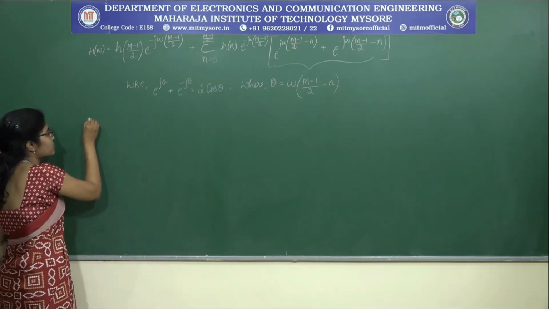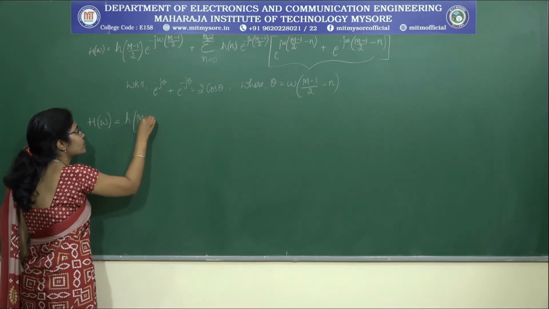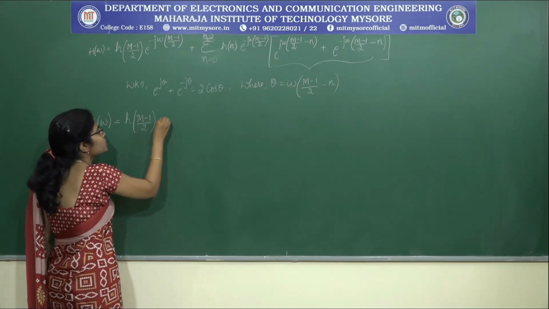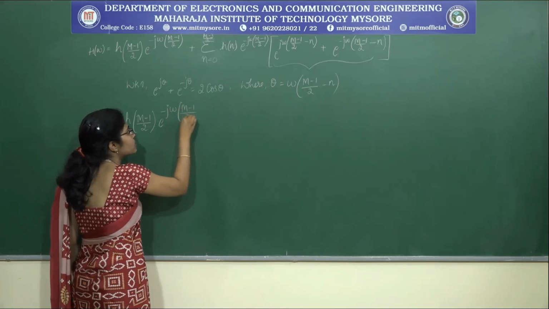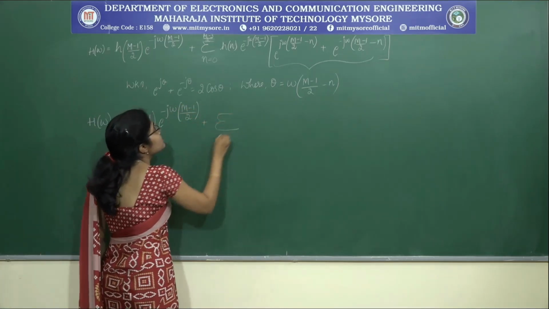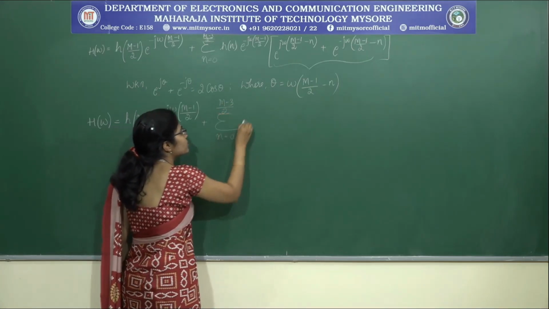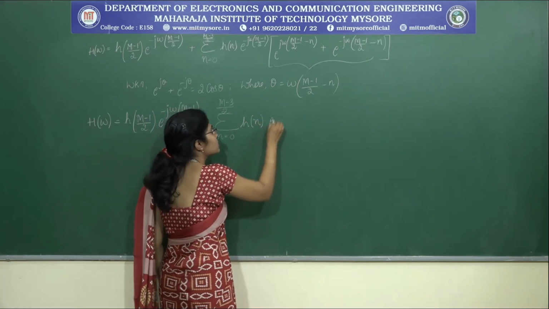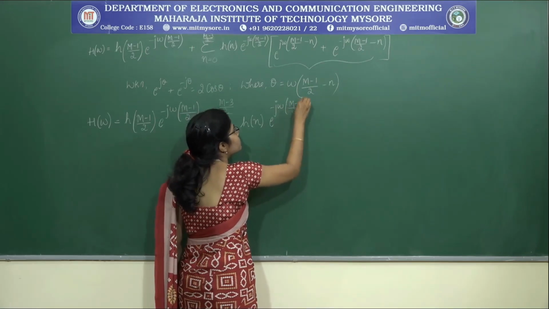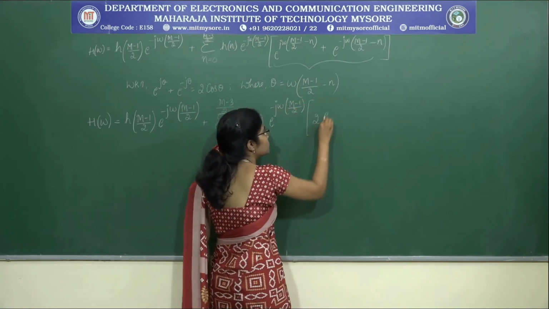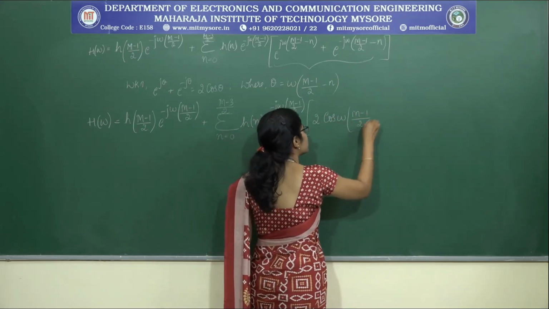So if I rewrite the equation, H of omega will be equal to h of (m minus 1)/2 into e power minus j omega (m minus 1)/2 plus summation n ranges from 0 to (m minus 3)/2 of h of n into e power minus j omega (m minus 1)/2 into 2 cos omega ((m minus 1)/2 minus n).